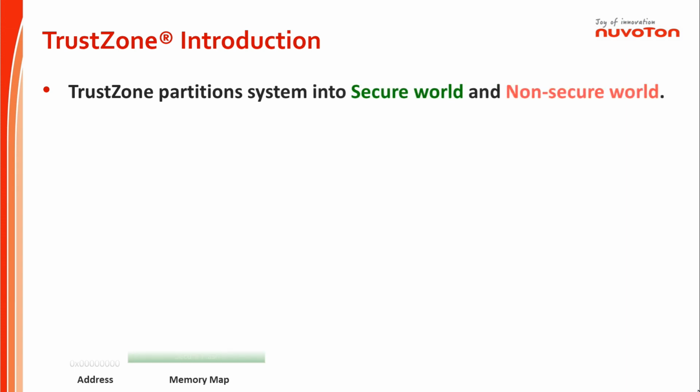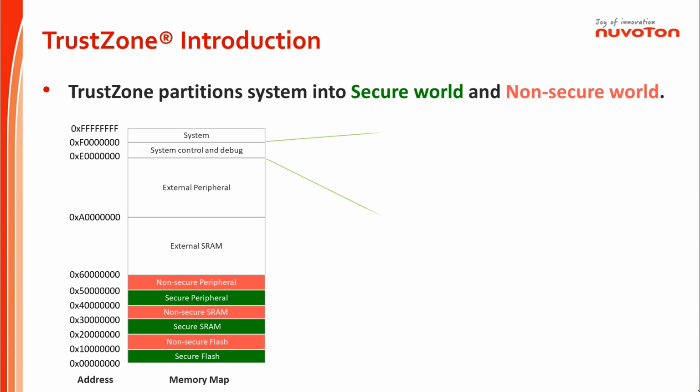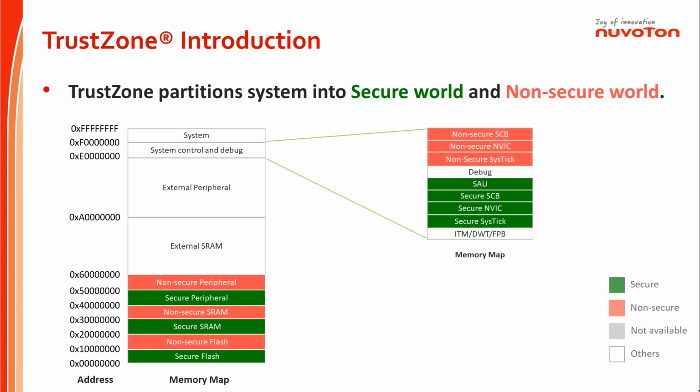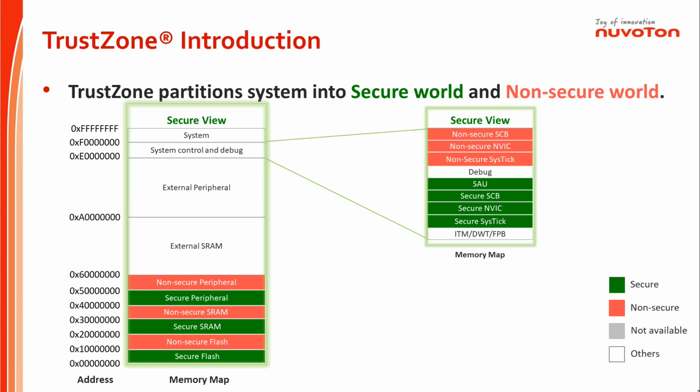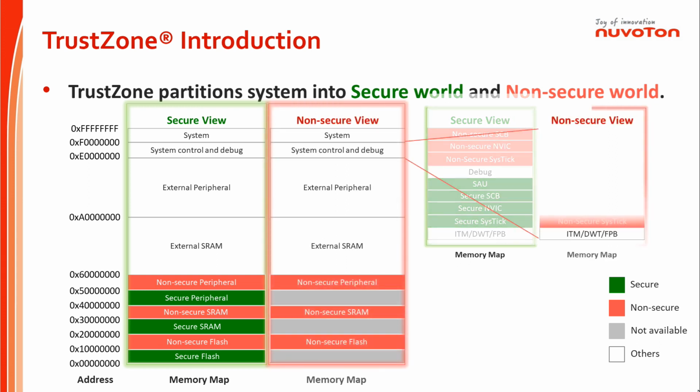TrustZone partitions the memory map into secure and non-secure. Other resources, including flash, SRAM, and peripherals, can also be partitioned into secure and non-secure. The secure world can access all resources, including flash, SRAM, peripherals, and system registers. Otherwise, the non-secure world can only access non-secure resources.